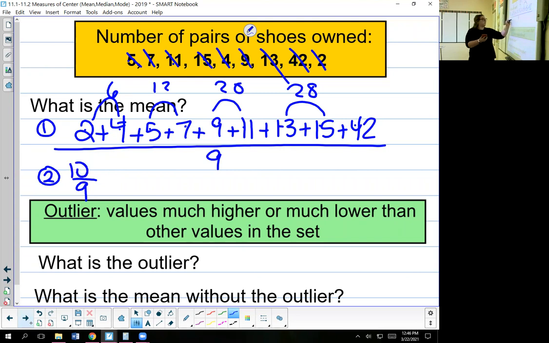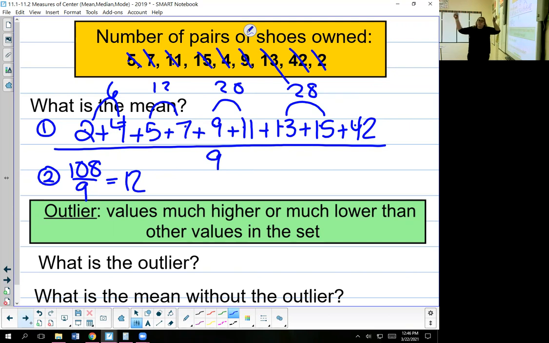Okay, I got 108. 108 divided by 9 is, on average, 12. So, number of pairs of shoes owned: on average, people own 12 pairs of shoes. Okay, so I might ask you, what is the outlier?